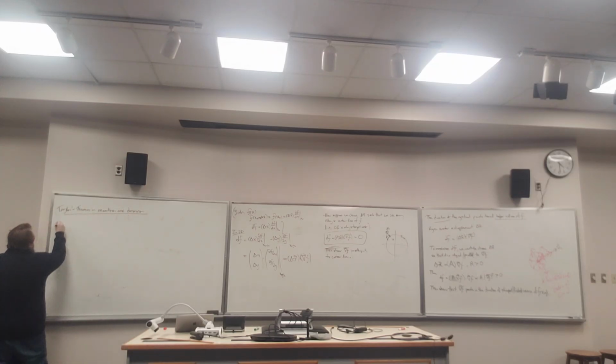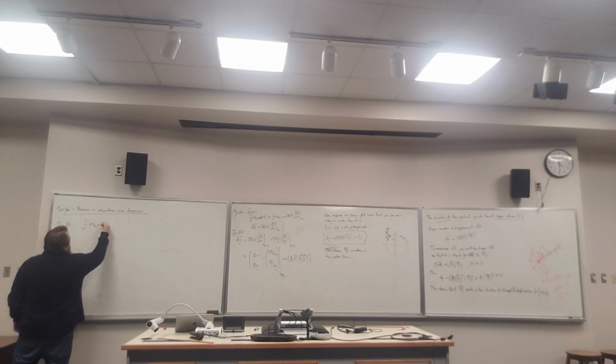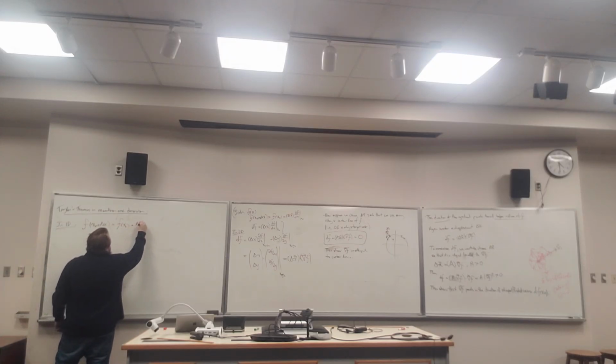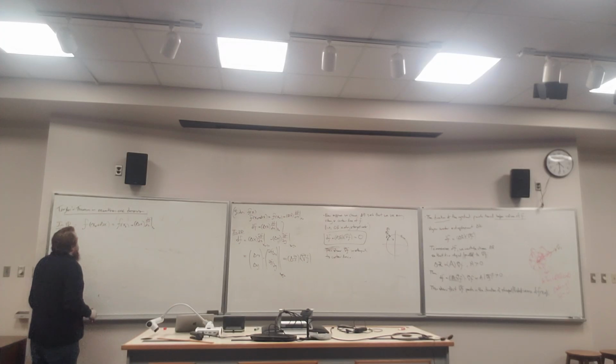So in 1D, you just rewrite that result. Taylor's theorem says that f of x naught plus delta x is equal to f of x naught plus delta x times df/dx evaluated at x naught. I'm just going to leave out the error terms here, so I'll put an approximately equal sign there.